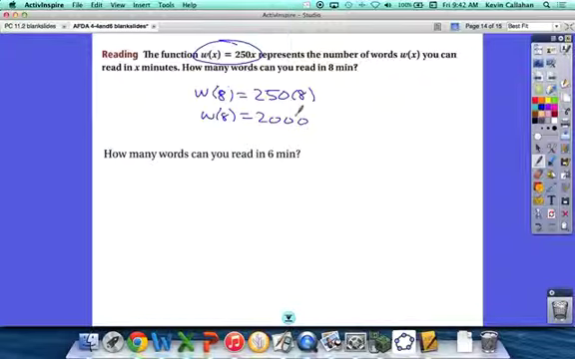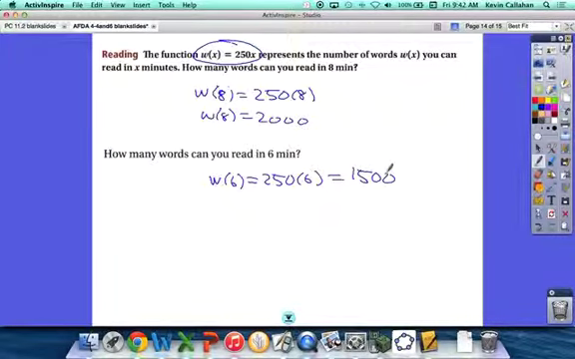That's exactly the problem we did with the other one for the multiplication. How many could you read in 6 minutes? Plug in 6, right? That's how you use function notation. w of 6 equals 250 times 6, which is 1,500.